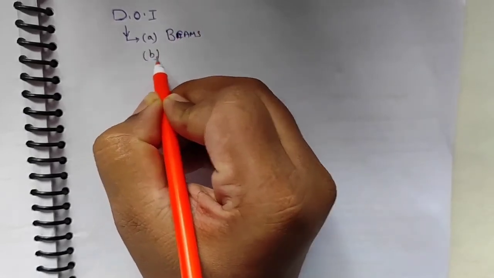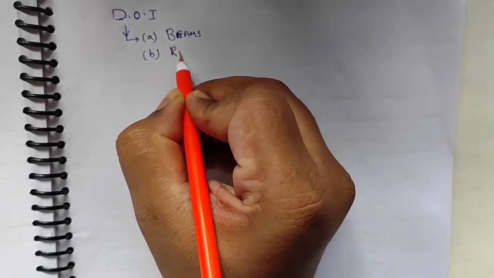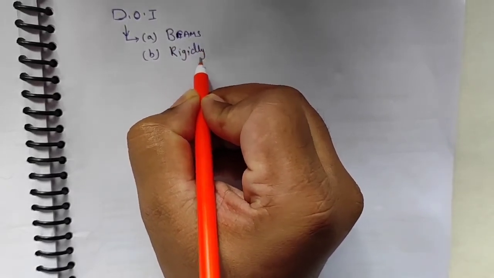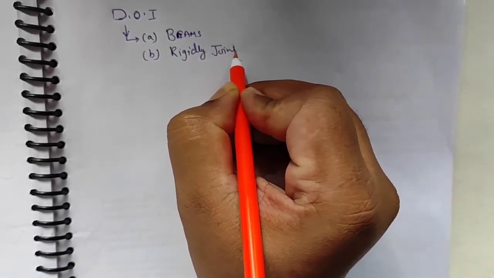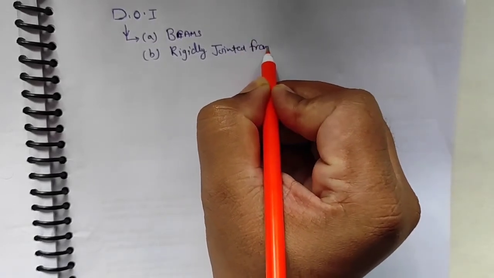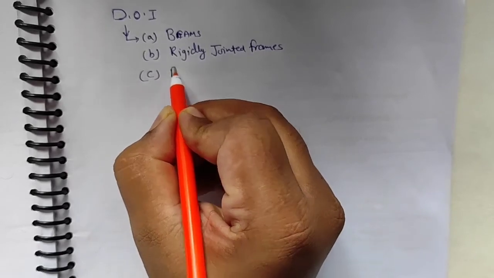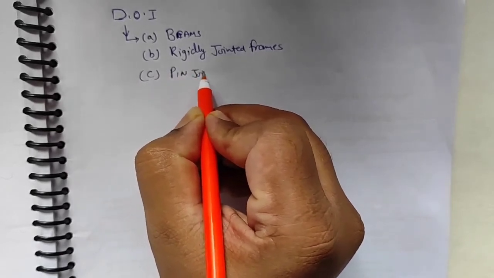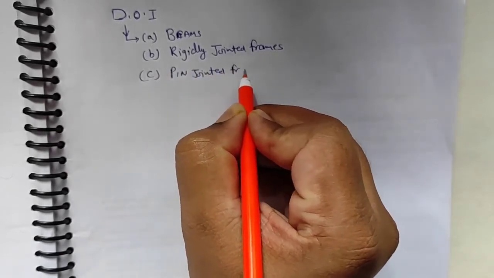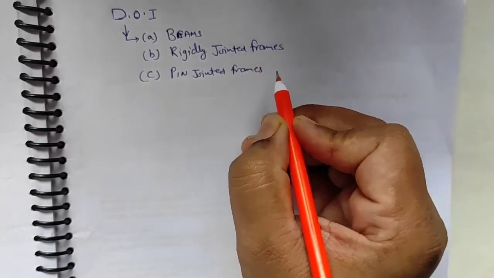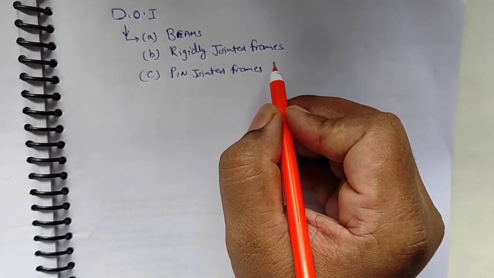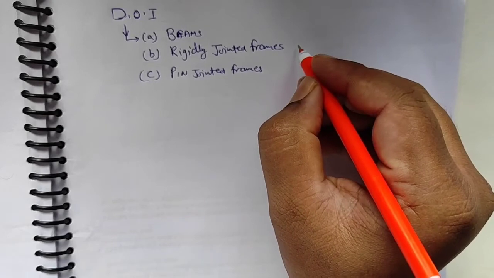After that, we'll deal with rigidly jointed frames, and in the next video, we'll deal with pin jointed frames. So today we are going to deal with only beams and rigid jointed frames.